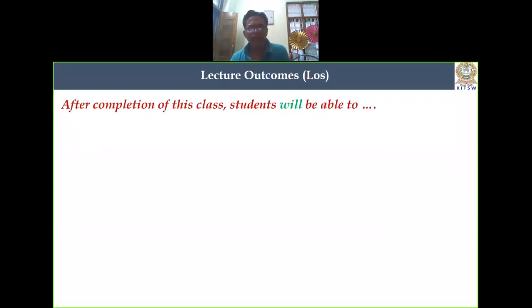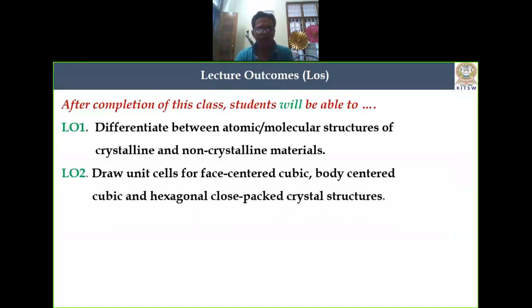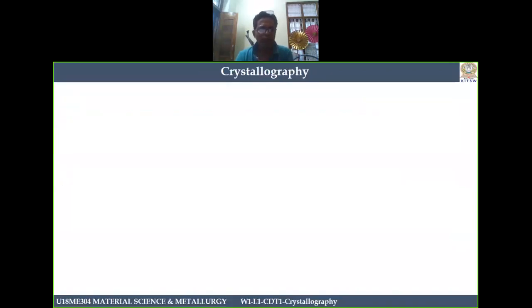After completion of this class, you will be able to differentiate between atomic or molecular structure of crystalline and non-crystalline materials. So to understand crystallography, you should know the difference between crystalline and non-crystalline materials. Next, draw unit cells for face-centered cubic, body-centered cubic, and hexagonal close-packed crystal structures. In fact, there are many crystal structures, but we focus mainly on face-centered cubic, body-centered cubic, and hexagonal close-packed crystal structures because these are found in the majority of materials.